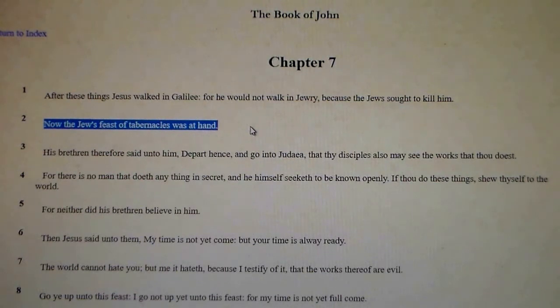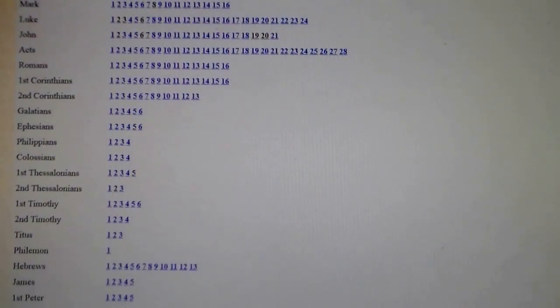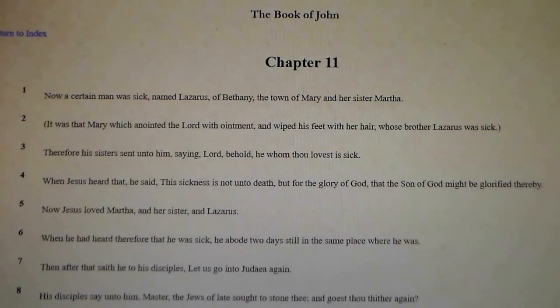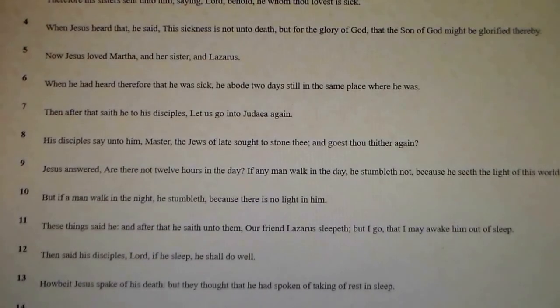And then we add another 6 months. That would be the next Passover. And that one is mentioned in John 11 and verse 55. That's the next Passover. And bear in mind that Jesus is still 32 and a half years old.